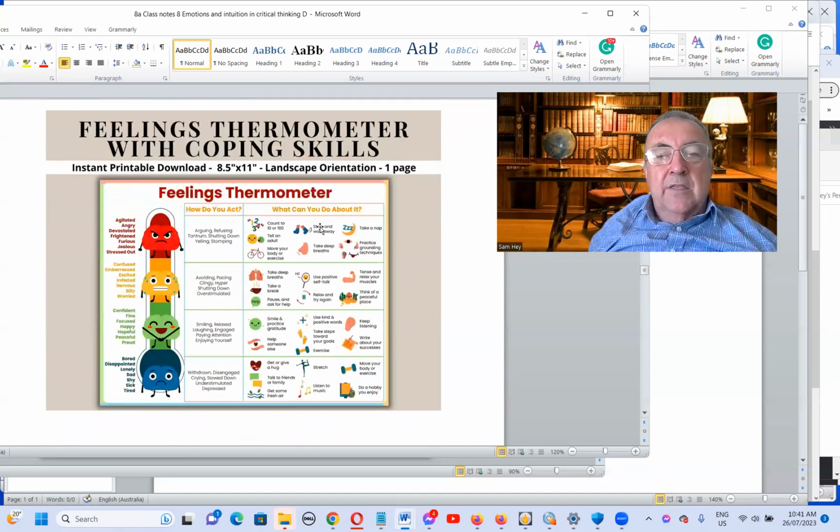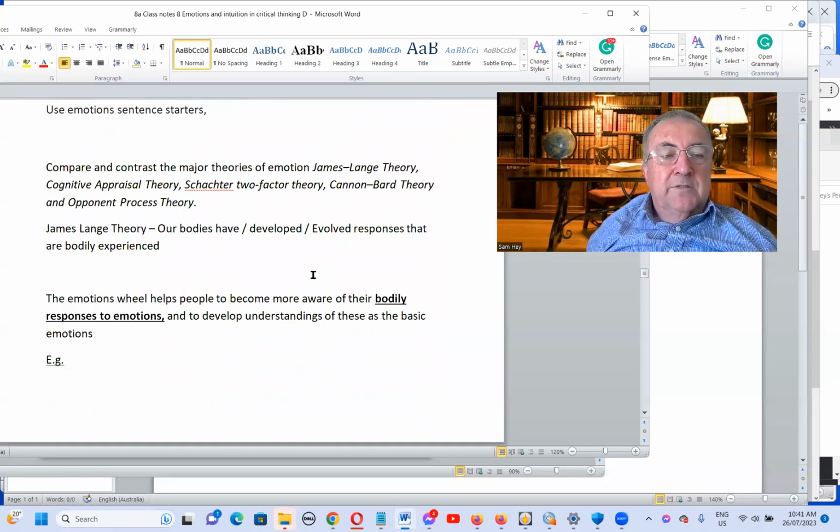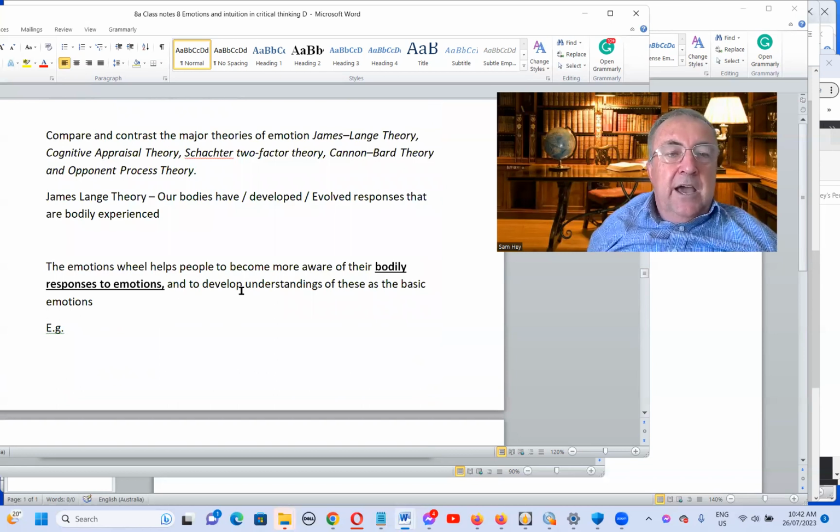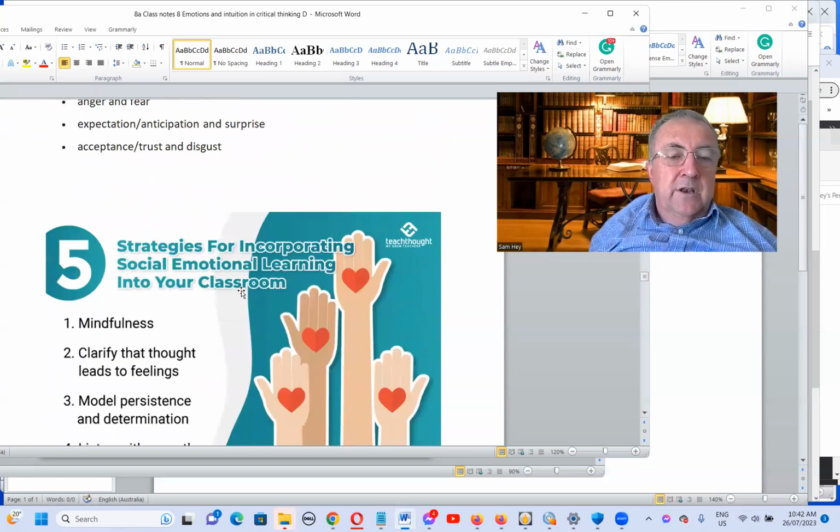So using the cards or a thermometer and talking about them can help to bring a more positive atmosphere in your classroom, and it can recognize the value of appreciating conflict rather than the danger of forever burying conflict. There's lots of theorists who've written on this.